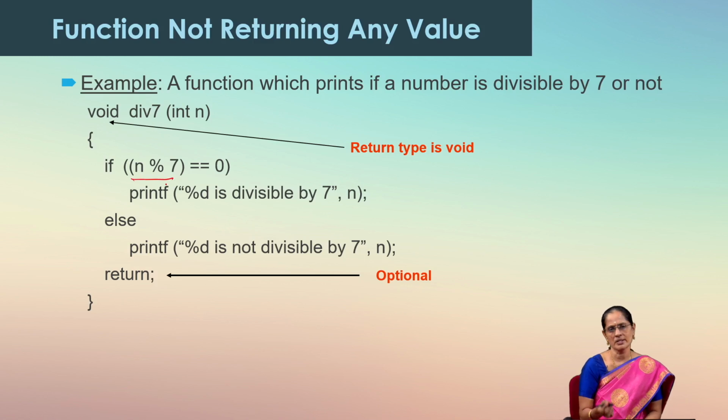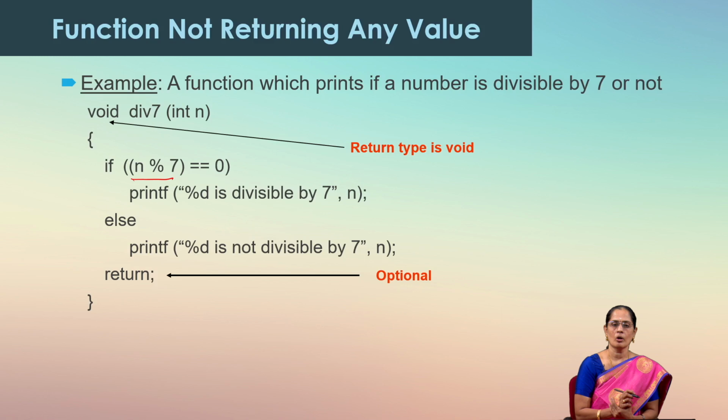If it is divisible by 7, we are displaying that it is divisible by 7, else we are displaying it is not divisible by 7. There is no need to carry the value from the function to the caller function. It means I do not want to return any value to the caller function.